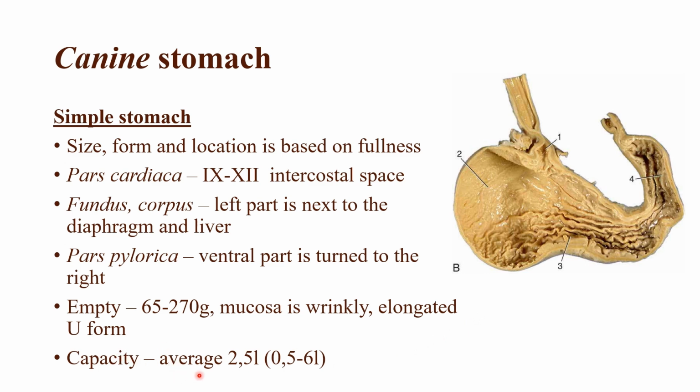Also, the capacity of the stomach is on average 2.5 liters, but you have Great Danes and then you have small breeds like Chihuahuas. So please, if you have a Chihuahua on your table and you want to administer liquids through a gastric tube, please don't fill it up with 2 liters because it will pop.